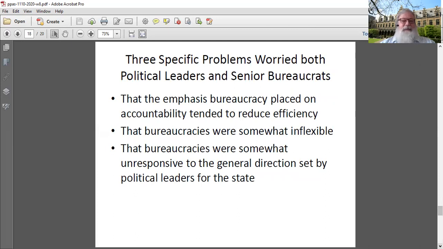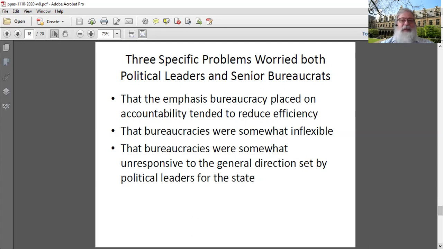Tied to that, this tended to be because bureaucracy tended to be somewhat inflexible. And what all of this meant, when put together with the power of knowledge and the fact that bureaucracies tend to cater to specific clients that work alongside their ministries, was that bureaucracies were somewhat unresponsive to the general direction set by political leaders of the state.